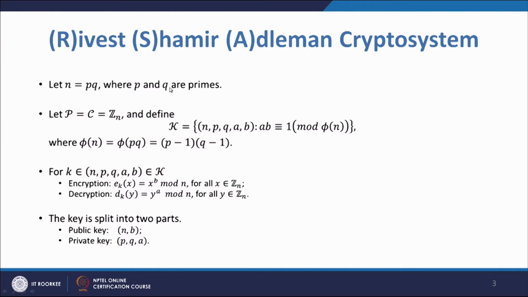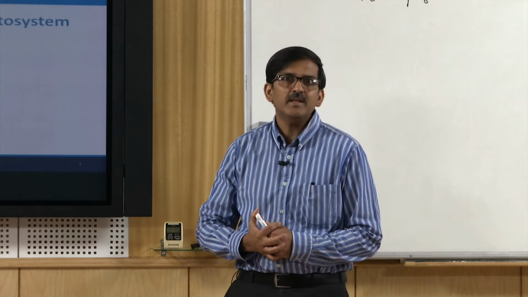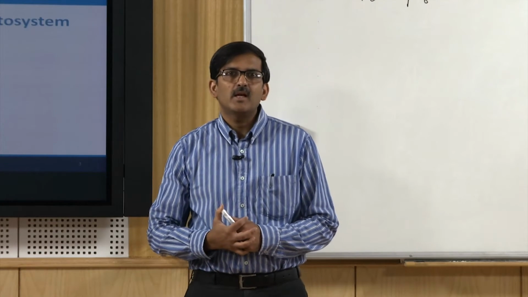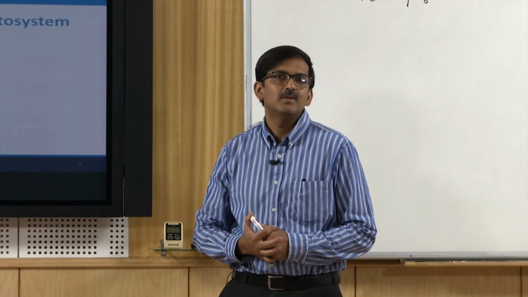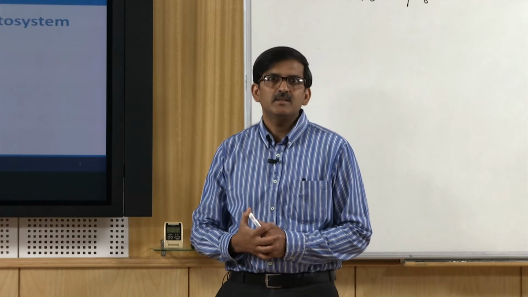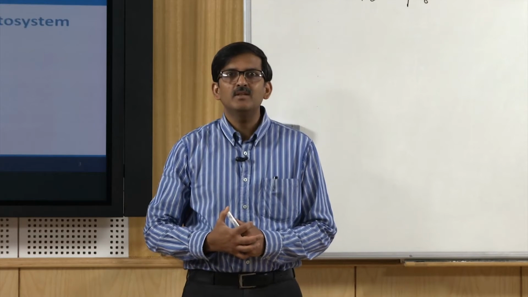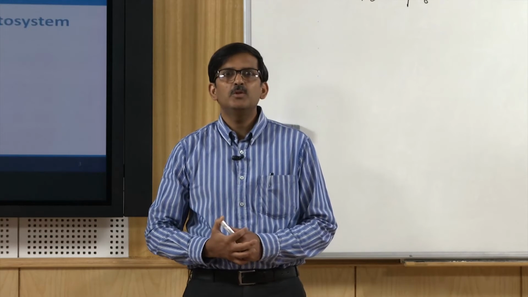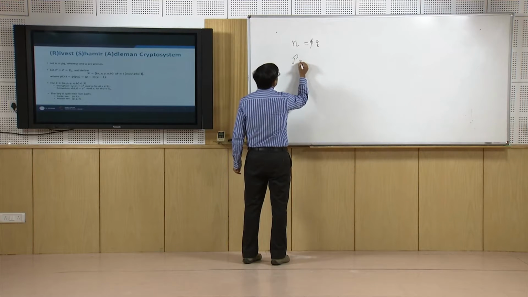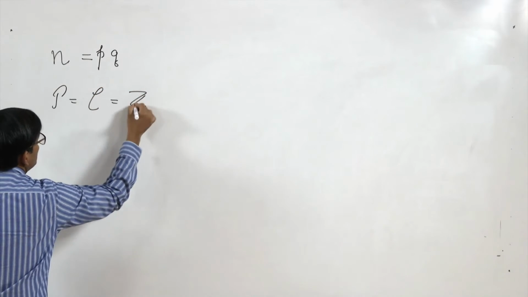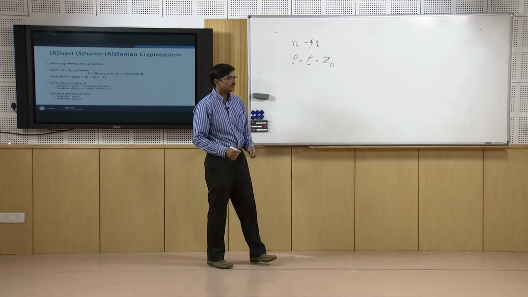And now, of course, we are talking about cryptosystems. So, the question is, what is the set of plain text, what is the set of cipher text, and what is the set of keys? The set of plain text, script P and the set of ciphertexts script C both are the same and equal to Z sub n, that is the integers modulo n, where n is equal to P times Q.